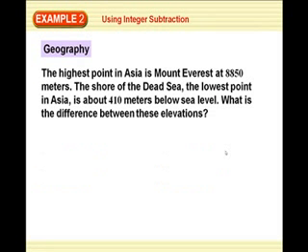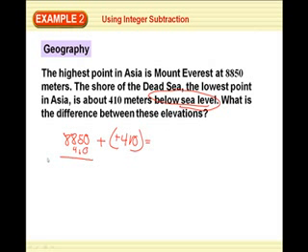The highest point in Asia is Mount Everest at 8,850 meters. The shore of the Dead Sea, the lowest point in Asia, is about 410 meters below sea level. What is the difference between these elevations? So difference is a subtraction problem. So it's 8,850 minus negative 410 because it's below sea level. We'll put parentheses in there to separate the sign. So I'm going to go boom, boom. So we end up adding those. 0, 6, 12, carry the 1.